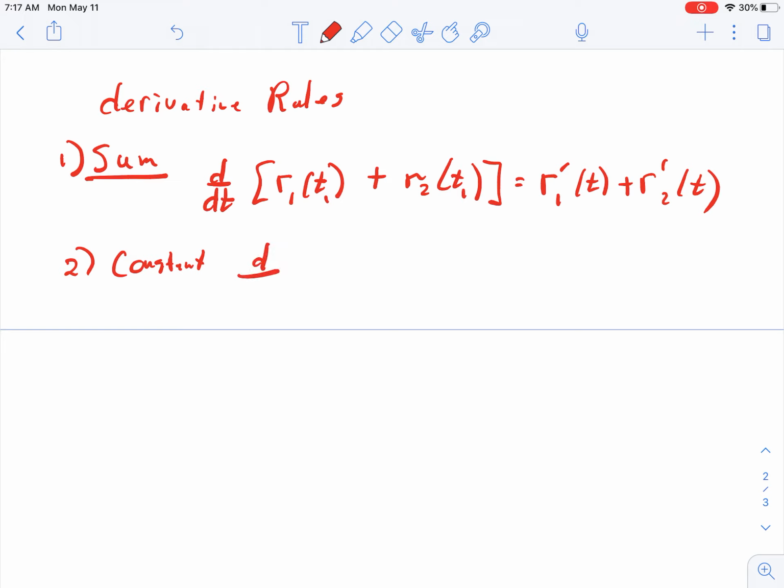All right, constant. Doing the derivative of a constant, remember it just goes along for the ride. So if you have some constant on the outside of r(t), the constant just goes along for the ride. You have c times r prime of t.